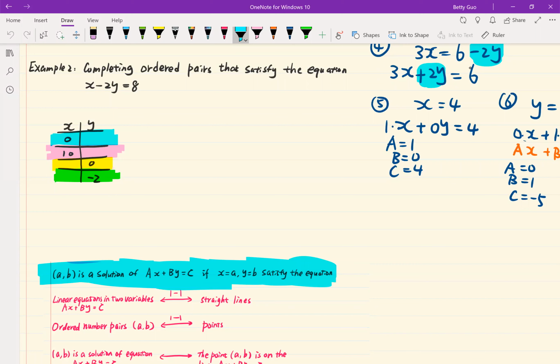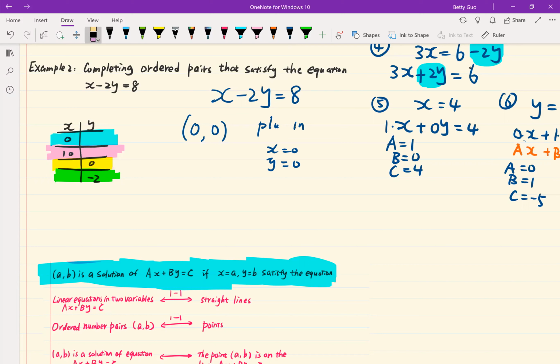Let's look at example 2. The equation that we have here is x minus 2y equals 8. I want you to help me determine if 0, 0 is a solution of the equation or not. How do we know that? We plug in x equals 0, y equals 0. If we get a true statement, then 0, 0 is a solution. Otherwise, if we get a contradiction, then 0, 0 is not a solution.